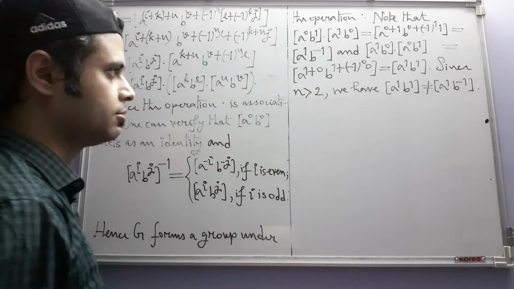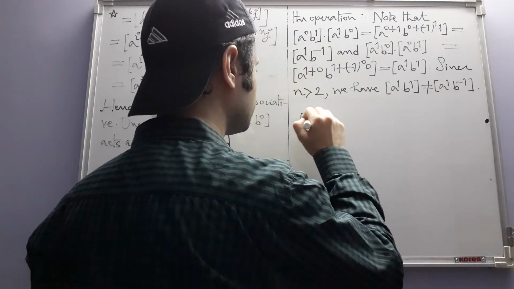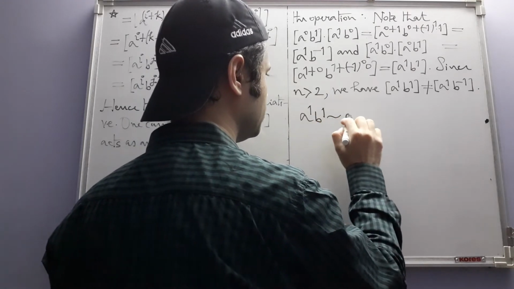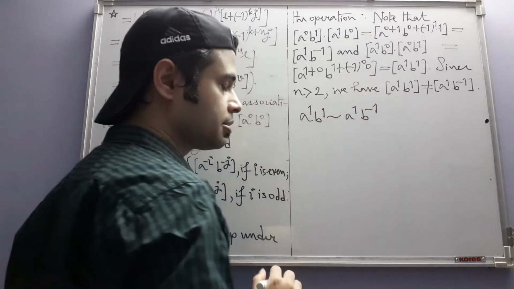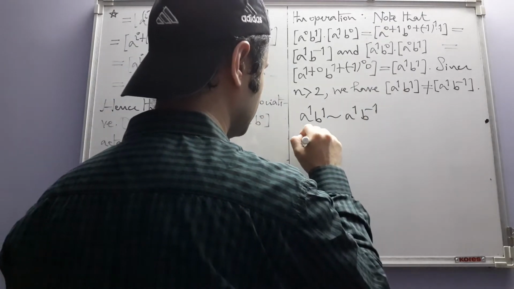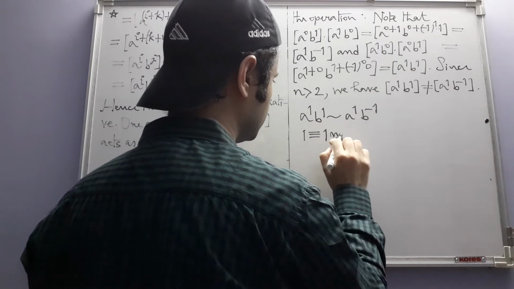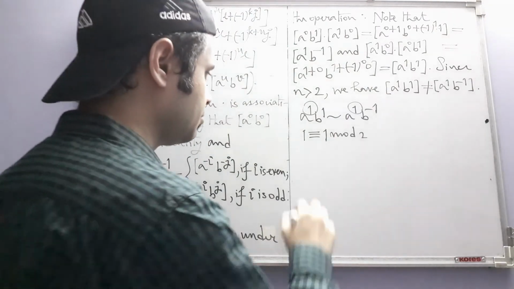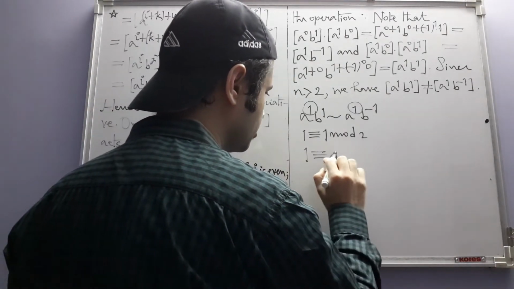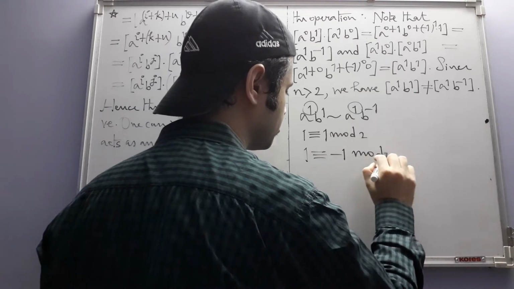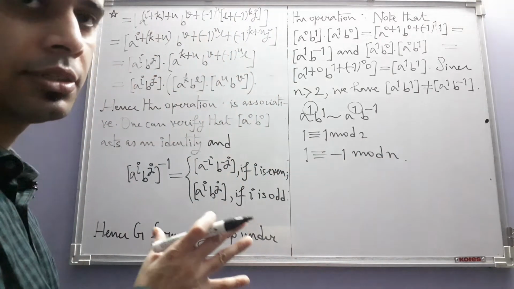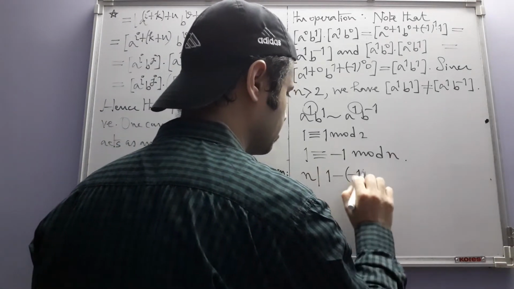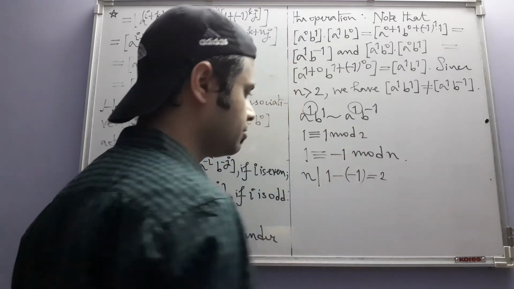Why is that so? Because you see, for these two congruence classes to be equal, the representatives should be related. Is it the case though? 1 is of course congruent to 1 mod 2. We are talking about these first two superfixes. However, is 1 congruent to minus 1 mod n? If I want this to happen, what does it mean? n has to divide 1 minus minus 1. That is, n has to divide 2.